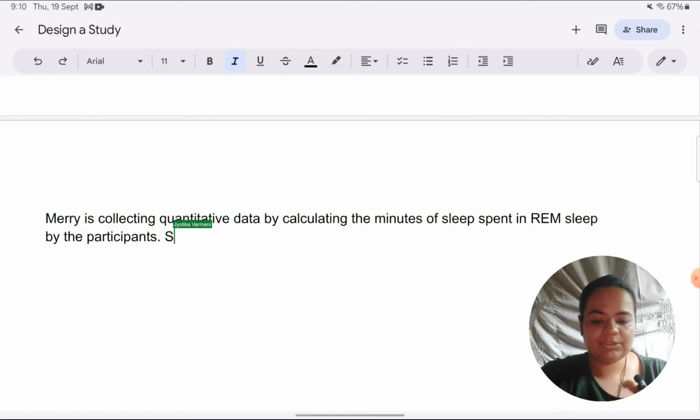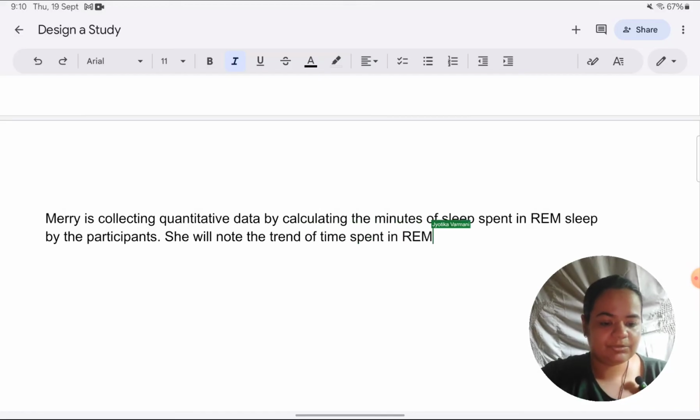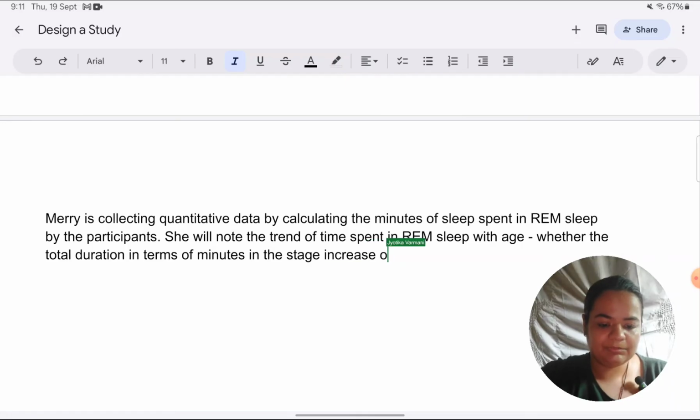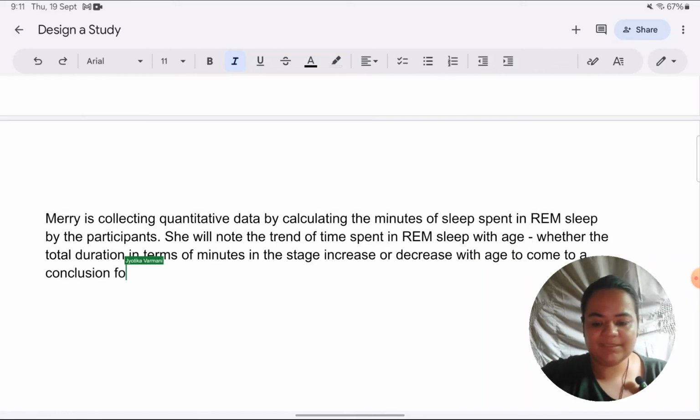So what we can write is she will note the trend of time spent in REM sleep with age, whether the total duration in terms of minutes spent in the stage increase or decrease with age, to come to a conclusion for her investigation.